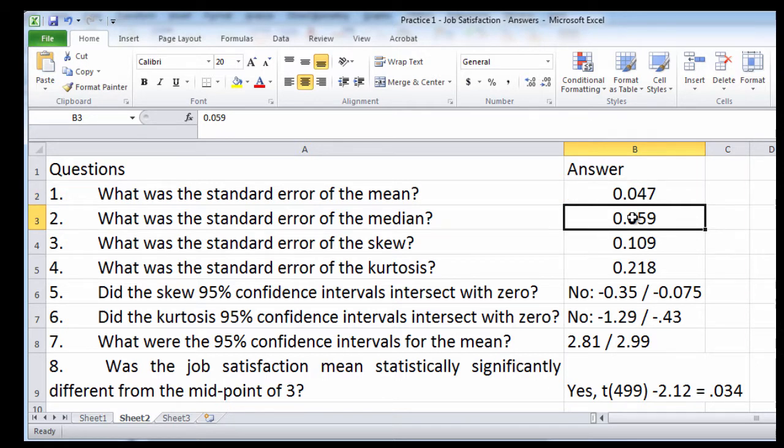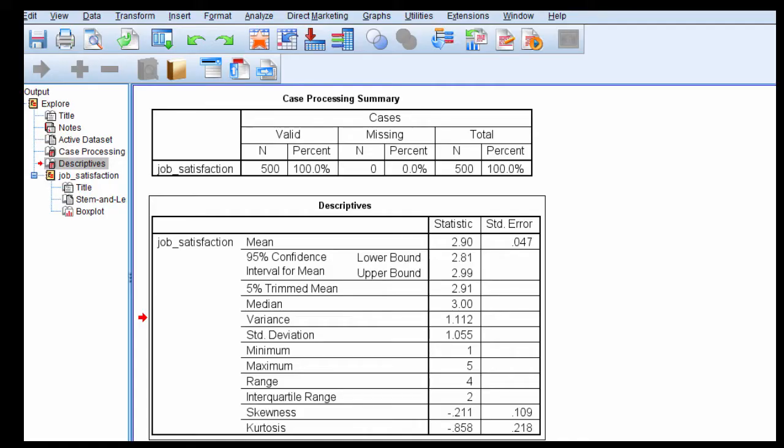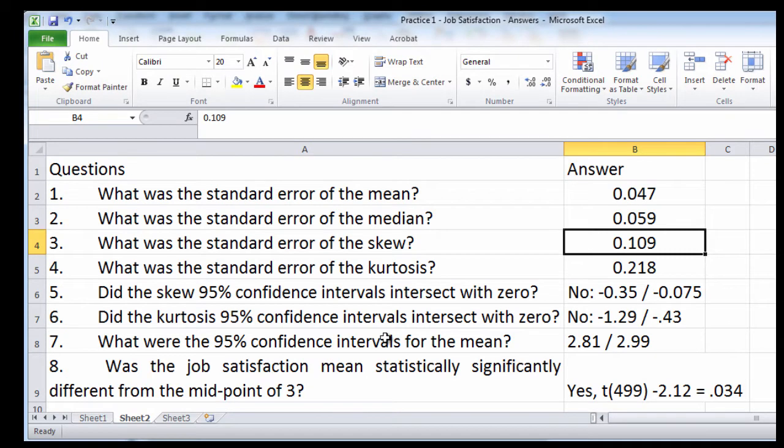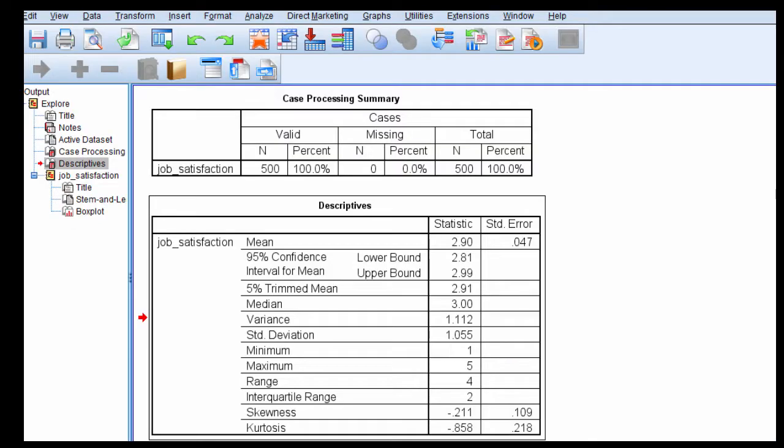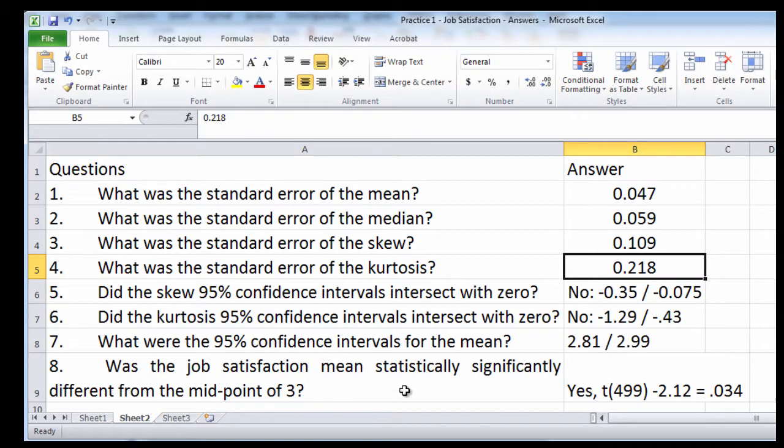So the third question is, what is the standard error of skew? And that is estimated right here in the standard error column, 0.109, next to the skewness. So that's an easy one. And what was the standard error of kurtosis? Well, that's actually just a little bit higher. Standard error of kurtosis was 0.218. We can see here that the distribution was actually not completely normally distributed. It was negatively kurtotic and negatively skewed a little bit. So the next question is, did the skew 95% confidence intervals intersect with zero?